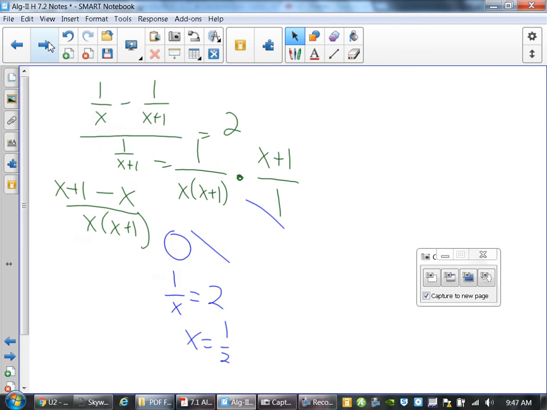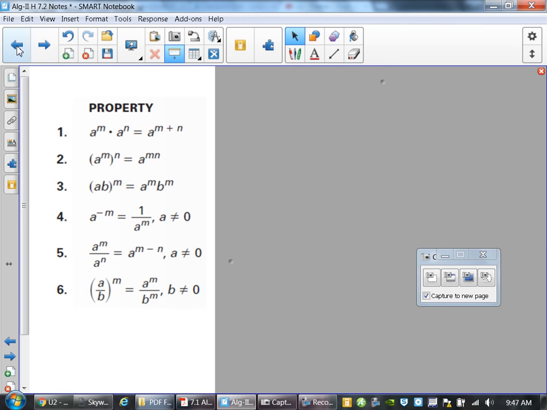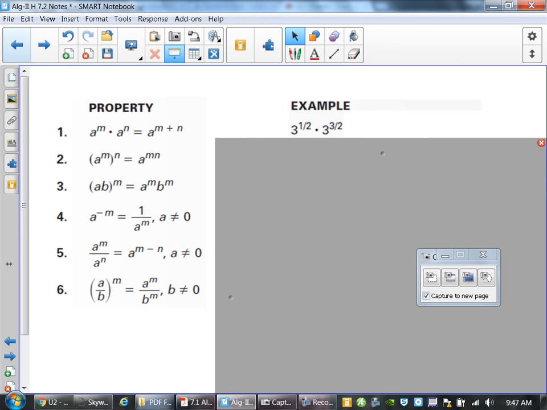To start with, for example, 3 to the 1/2 times 3 to the 3/2. Those two have the exact same base. Do you agree? Yes. So you add them. What's 1/2 plus 3/2? 4/2, otherwise known as 2. So my answer here would be 3 squared, which is 9.